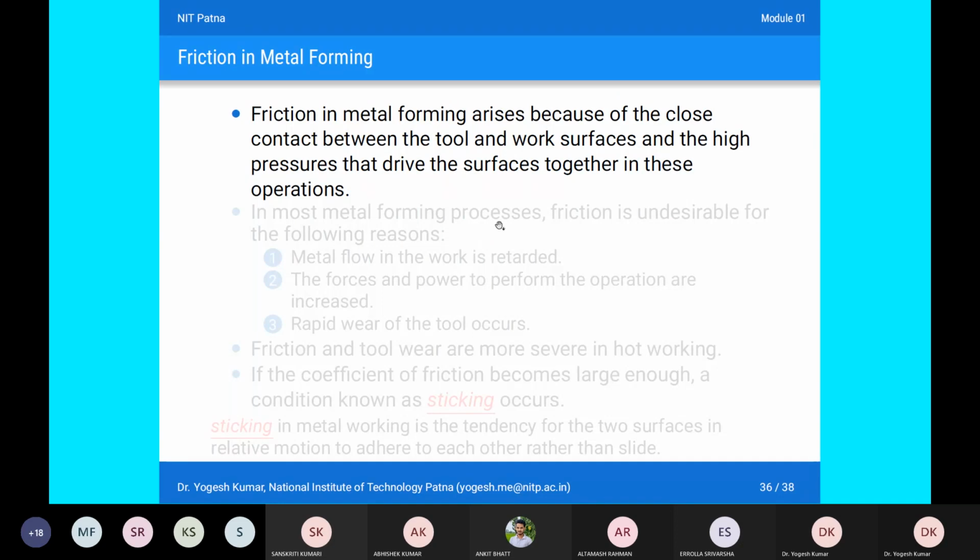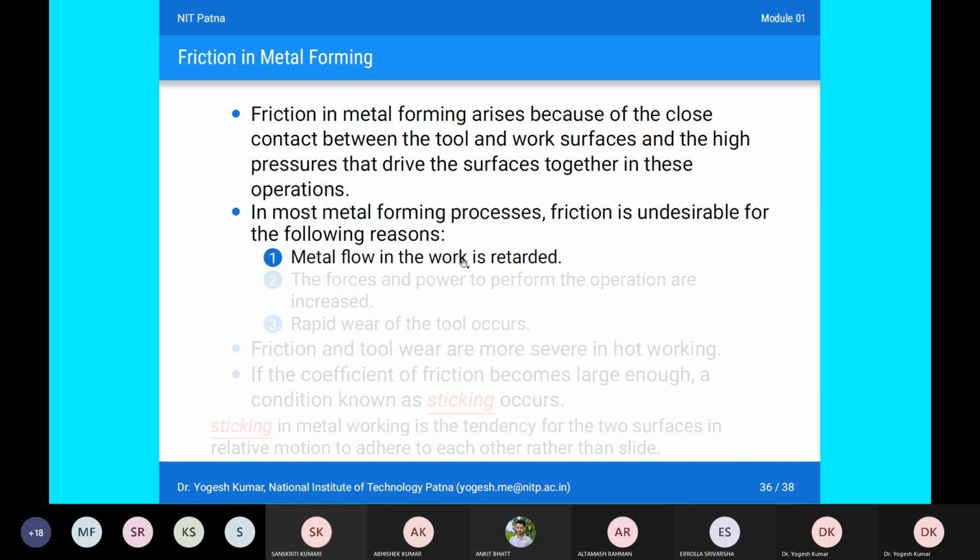So in most of the cases, the friction is undesirable. The reasons are: the material flow in the work is retarded, that is, it is opposing the flow of your material. The force and power to perform the operations are increased. Obviously, since there is an opposing force, the force and power requirement will increase due to the frictional force between the tool and your work surface.